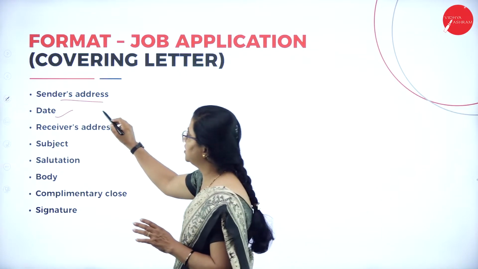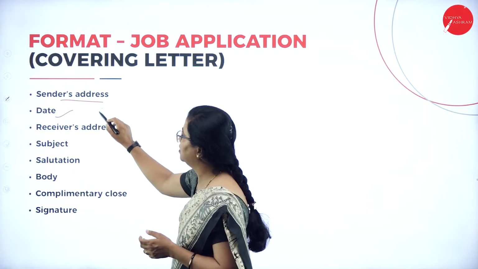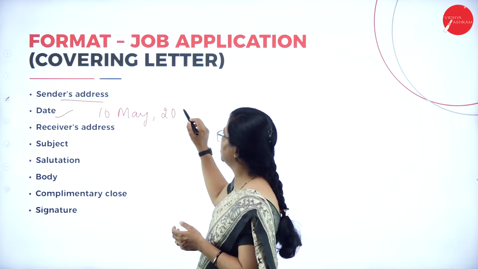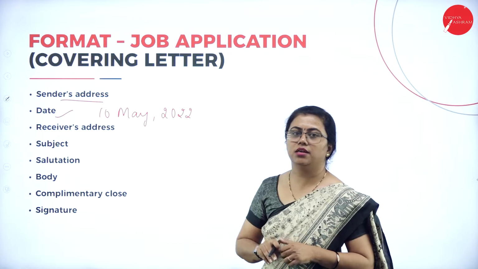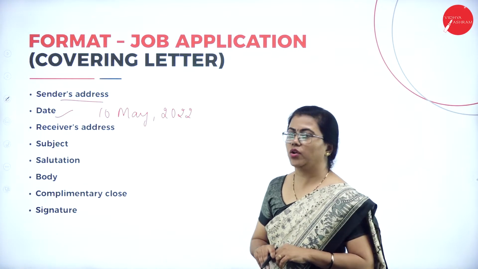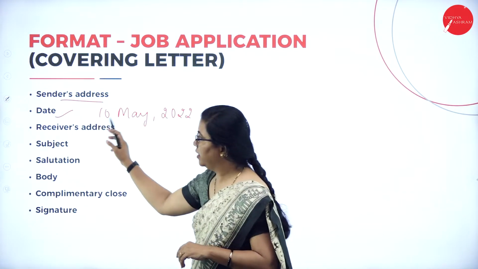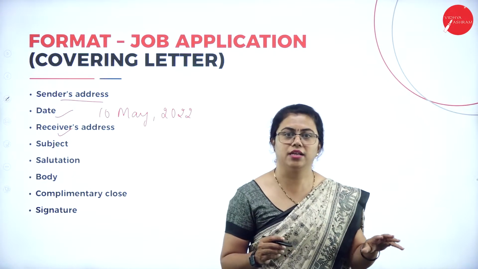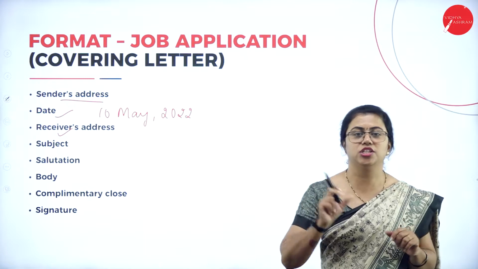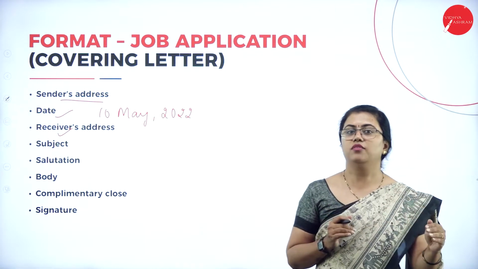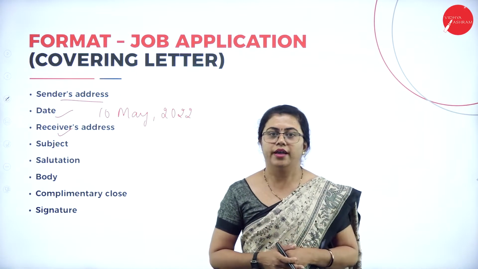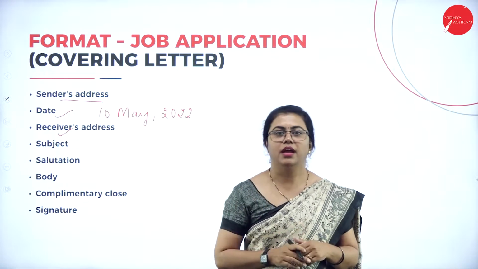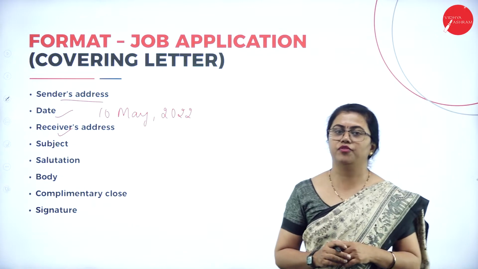There you can write something like 10th May 2022. This is the format the date has to follow. Then we'll have the receiver's address, meaning the person to whom I am writing. That person's designation and address will be there. Suppose I'm applying to an HR person, then I write HR, then the company name, then the address of the company.